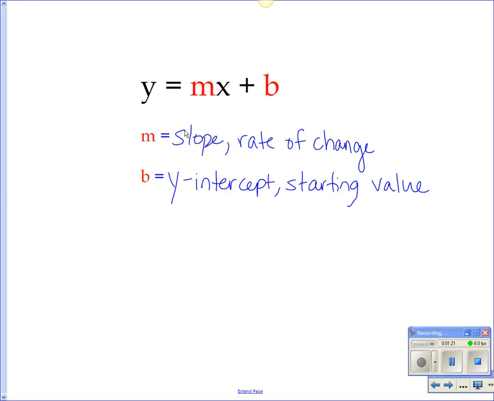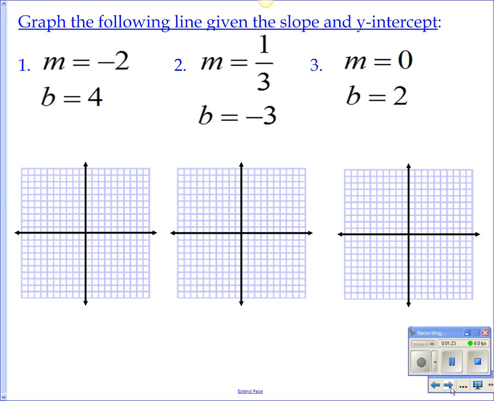Okay, on this first problem, write slope beside the M. We're not going to do that every time, but I want you to do it on the first one. Write slope next to the M. And for B, we're going to put y-intercept, and we're going to put an SV for starting value.